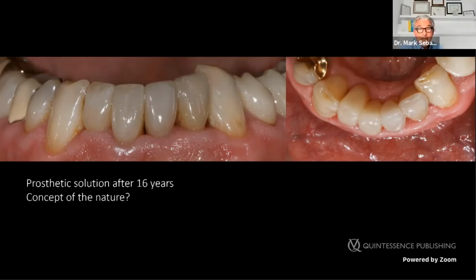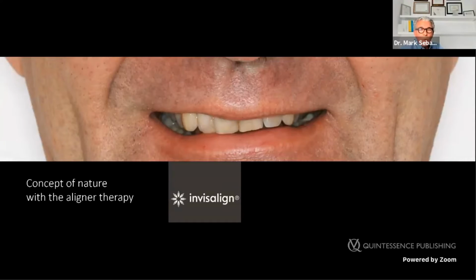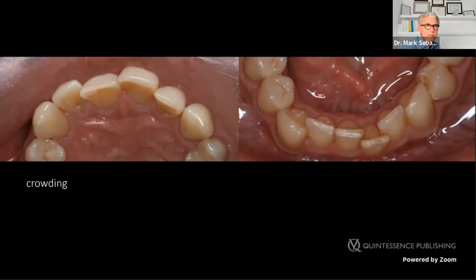So this case is the reason why I started aligner treatment in 2005. I visited my first course in Vienna at that time. And the good thing is that we know the concept of nature with the aligner is easy to treat. But let's take a quick look at this case.